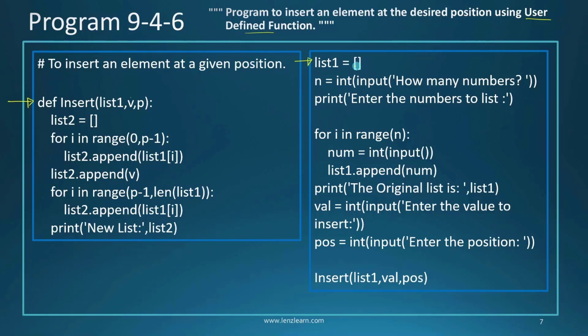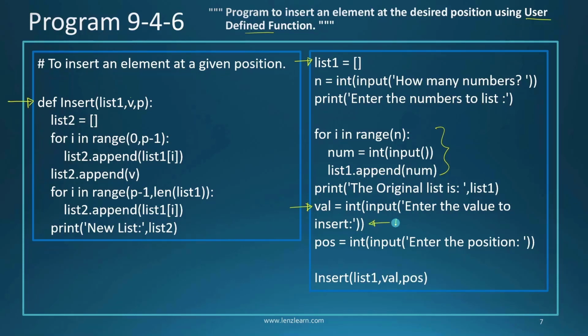I create a blank list, list1, and then I will enter how many numbers you want to enter into the list. That will be stored into n. Using this for loop I will enter 5 elements to the list if the value of n is 5, and I will just print the original list, list1, so you can understand the values that you have entered. Now in the next line you have to give an input for this value val, okay? So this is the value that you're going to insert into list 1. So here you can see: enter the value to be inserted.